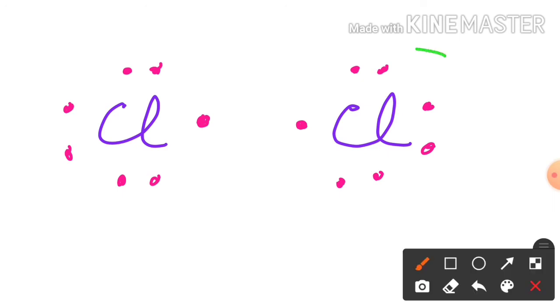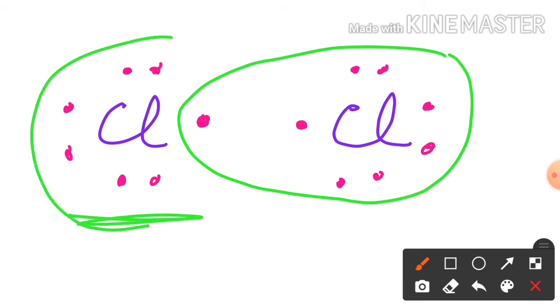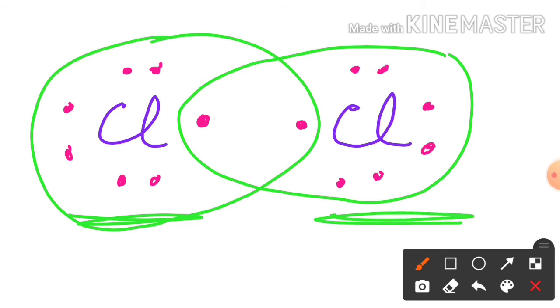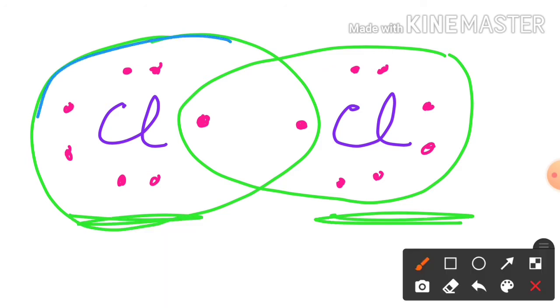This chlorine takes the contribution of one electron from this chlorine, and this chlorine takes the contribution of one electron from this chlorine. And now if you see the circles, first you see this circle and count the total number of electrons inside this circle, you will get 8. It means this chlorine now acquires 8 electrons in the outermost shell.